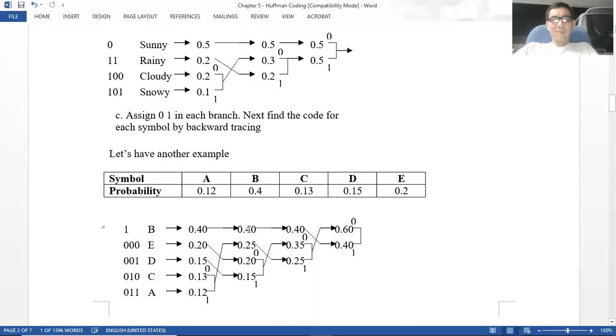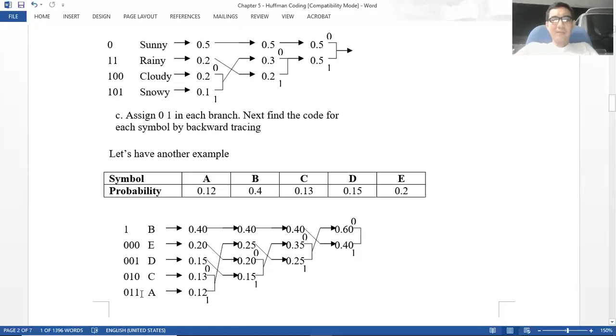All right, and then we combine the smallest two and now it becomes 0.35. So now 0.35 ranks number 2 above 0.25 ranking number 3, and 0.4 remains the top. And then we combine 0.35 and 0.25. So we get 0.6 now ranking top, and 0.4 ranks down here. So then when we combine the two, we get the last branch here.